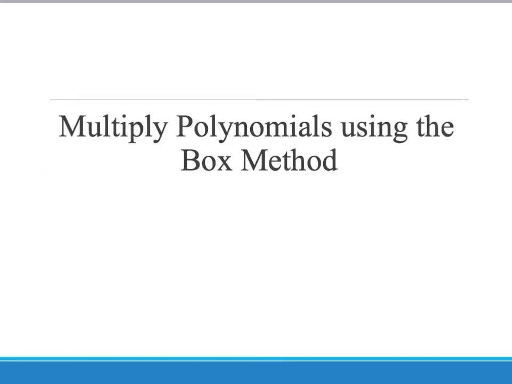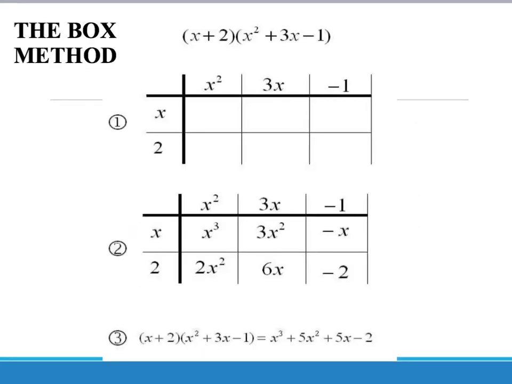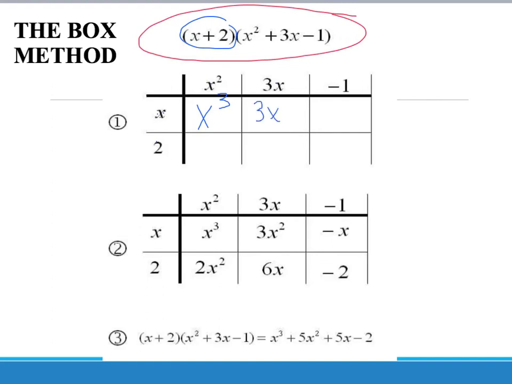Okay, and then the last method to multiply is that we can use something called the box method. Okay, so here are the 3 steps. So you would start off with something that looks like this problem here. The x plus 2 is right here, x and 2. And then the x squared plus 3x minus 1 is going across the top. So in the boxes here, I'm going to multiply x times x squared to give me x to the third. Here, x times 3x gives me 3x squared. And x times negative 1 is negative 1x.